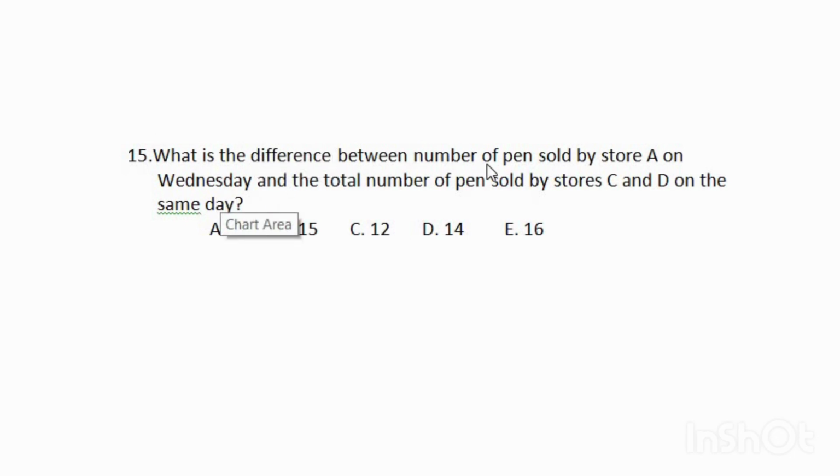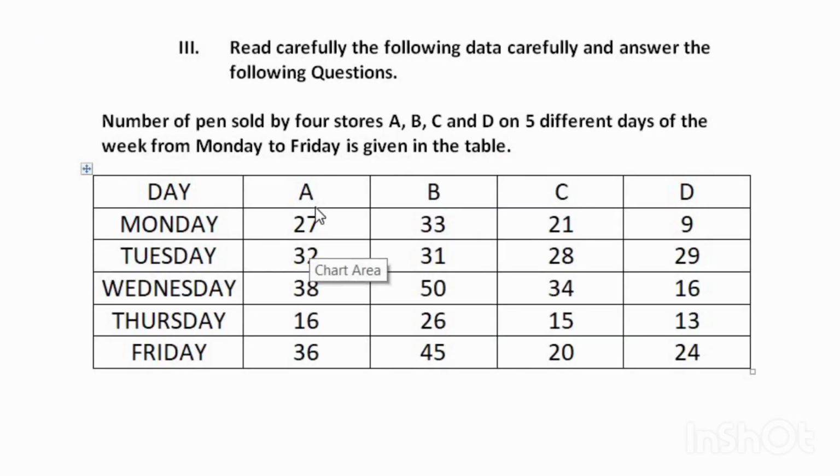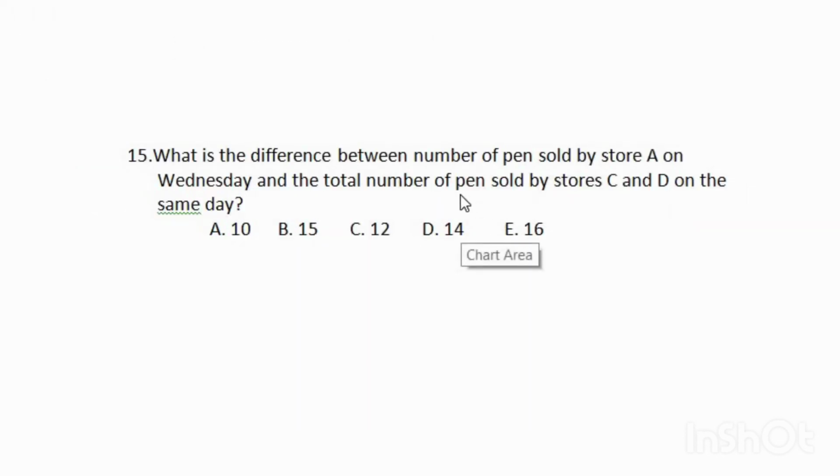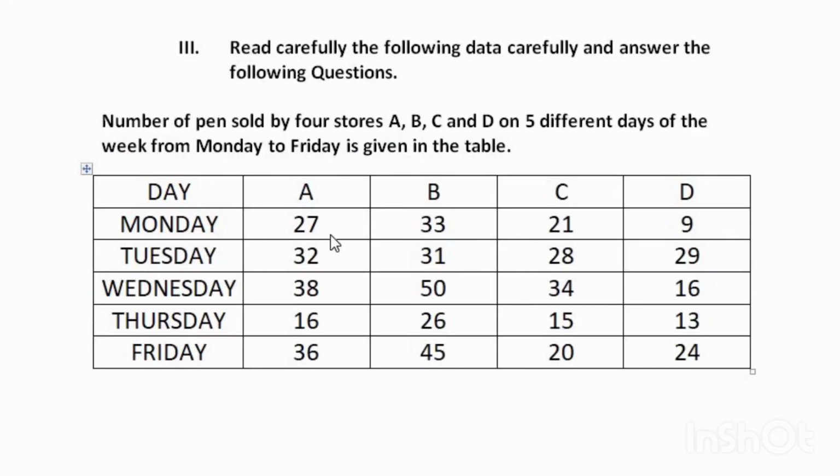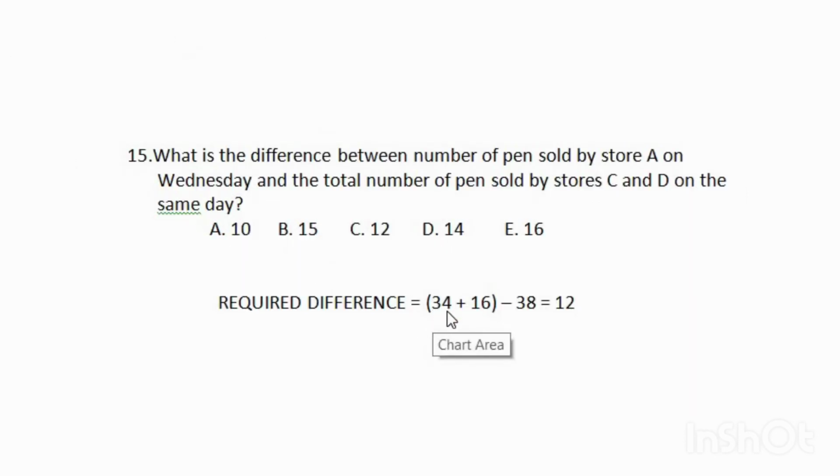Last part of this question. What is the difference between the number of pens sold by store A on Wednesday and the total number of pens sold by stores C and D on the same day? From the table, the number of pens sold by A on Wednesday is 38. Next, you have to find the number of pens sold by stores C and D on the same day. On Wednesday, C and D, it is 34 and 16. So 34 plus 16, it is 50. 50 minus 38, it is 12. So the answer is option C, 12.